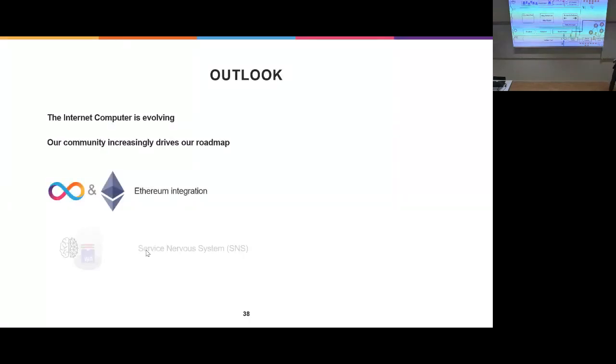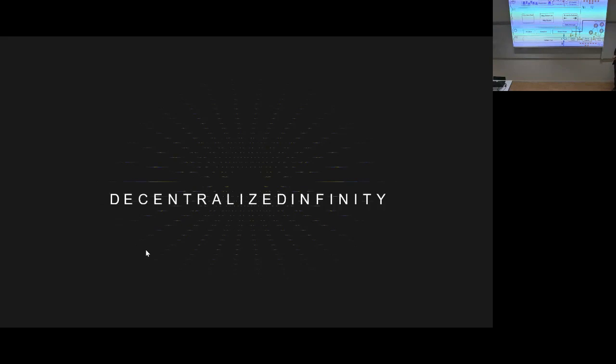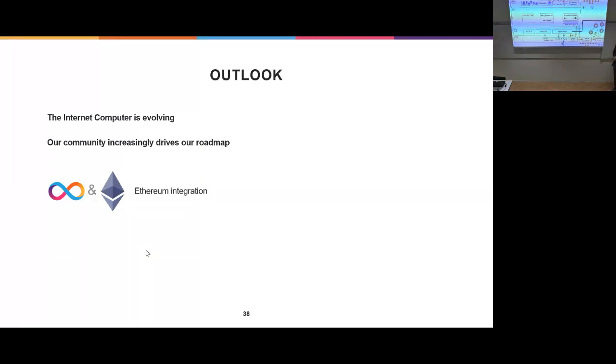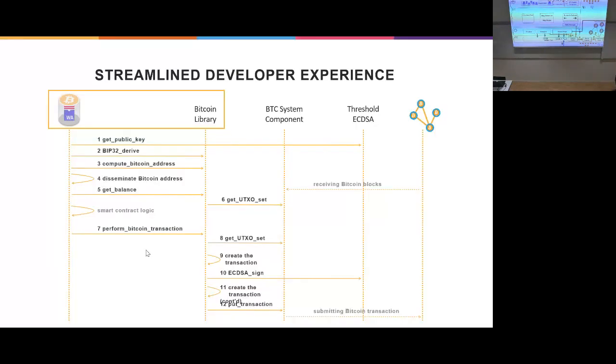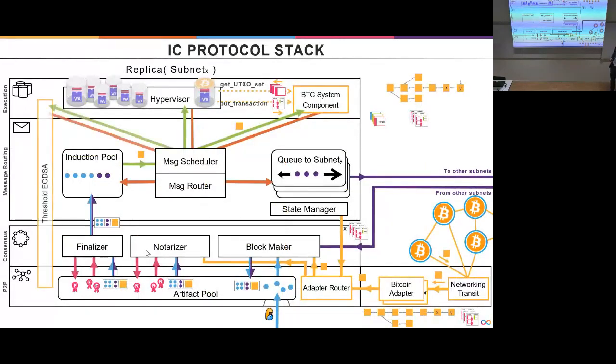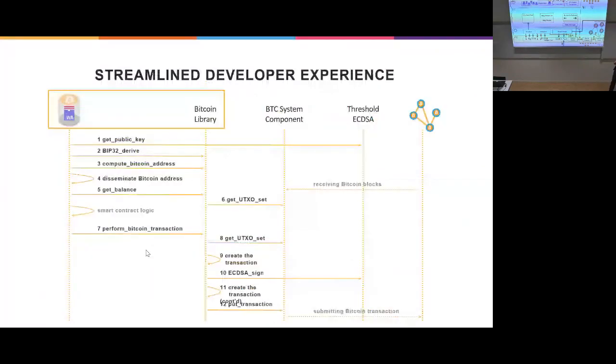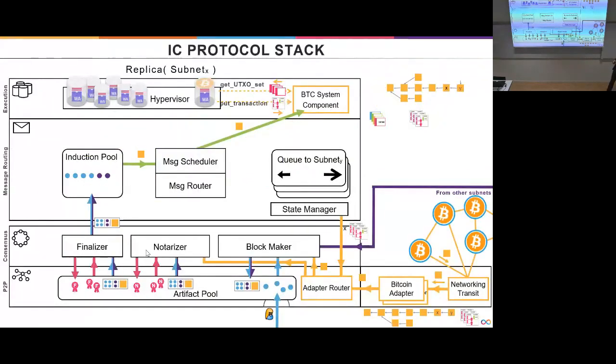So threshold ECDSA itself is a huge component that cuts across the whole protocol stack. It implements a cryptographic multi-party computation protocol, which is integrated tightly with consensus, so it has a much bigger integration surface with the IC protocol stack. I won't go into any details, unfortunately, because of time reasons, but I would say the threshold ECDSA project, building this component here, it's coming up.